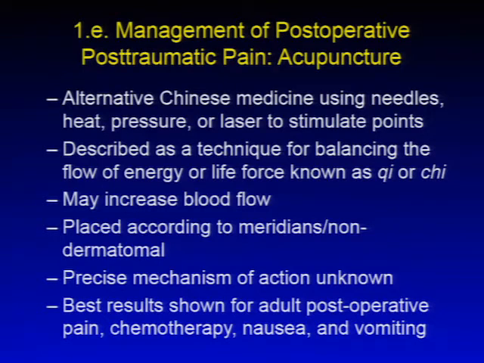Moving forward, other ways to manage postoperative pain can include acupuncture, which is an alternative Chinese medicine using needles, heat, pressure, or laser to stimulate points. It's described as a technique for balancing the flow of energy or the life force known as the qi. It is thought that this physiologically may increase blood flow. Acupuncture is placed according to meridians and is not considered dermatomal. Its precise mechanism of action is unknown, and it has shown best results in postoperative pain, chemotherapy, and nausea and vomiting.